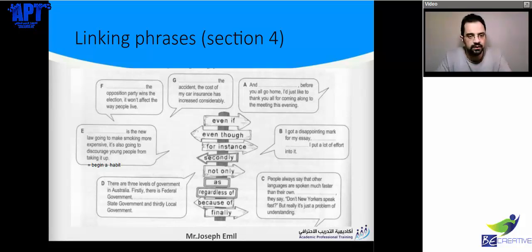By the way, I'm just going to leave this. Okay, next. The opposition party wins the election, it won't affect the way people live. The accident, the cost of my car insurance has increased considerably. Now, without further ado, let's take a look at the answers. What do you think the answer for A could be? It is finally. Funnily enough. Okay, so the answer to the first question is finally. All right.